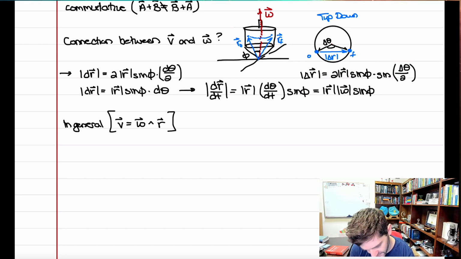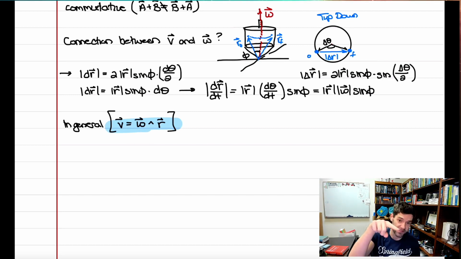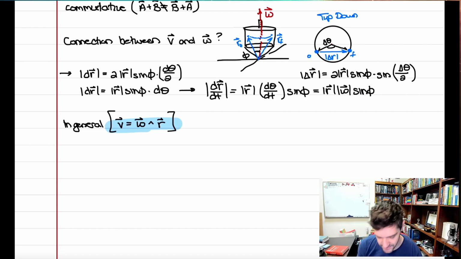So this is a good thing to remember as a connection between linear velocity and angular velocity. This is a general result. You don't have to have your origin at the bottom of the top like we did above, but I think that makes it clear how this thing comes about.